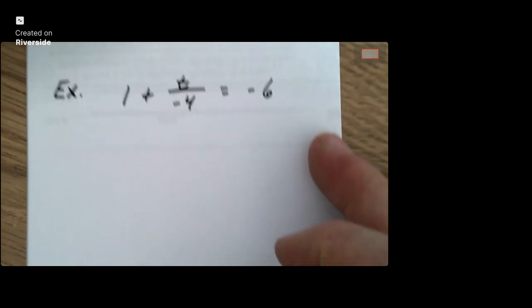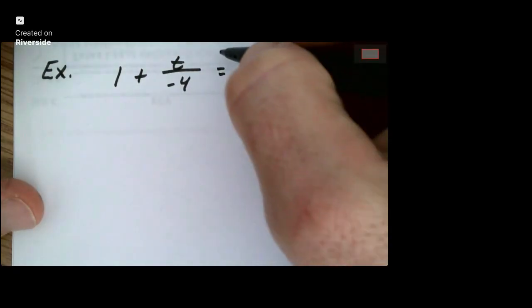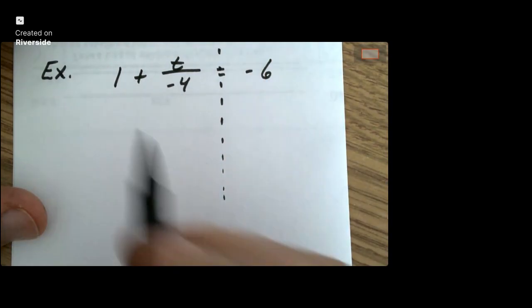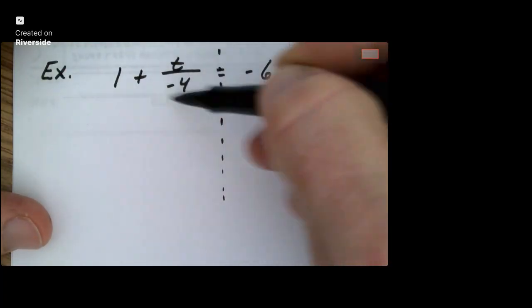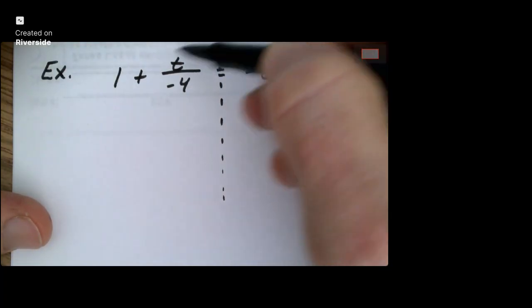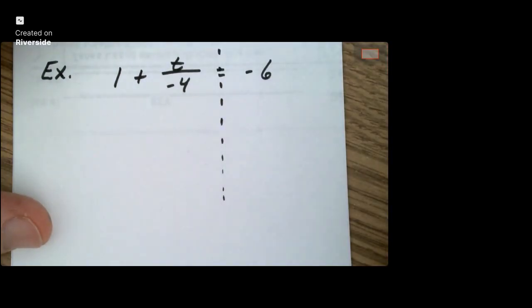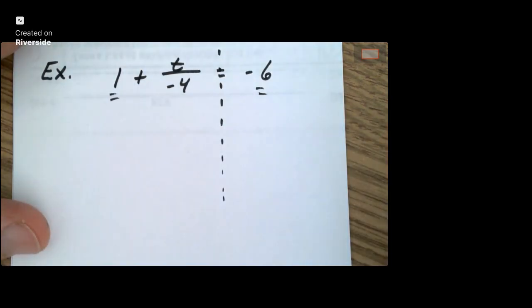Let's try another one. Let's try one that has a variable term that's built into a fraction this time. Okay, same thing. Let's think of our fence here. Let's scan through here and find our variable term. Here's our variable term. We want to get the variable term by itself first, and then we will go get the variable by itself. Okay, so we've got two constants here.